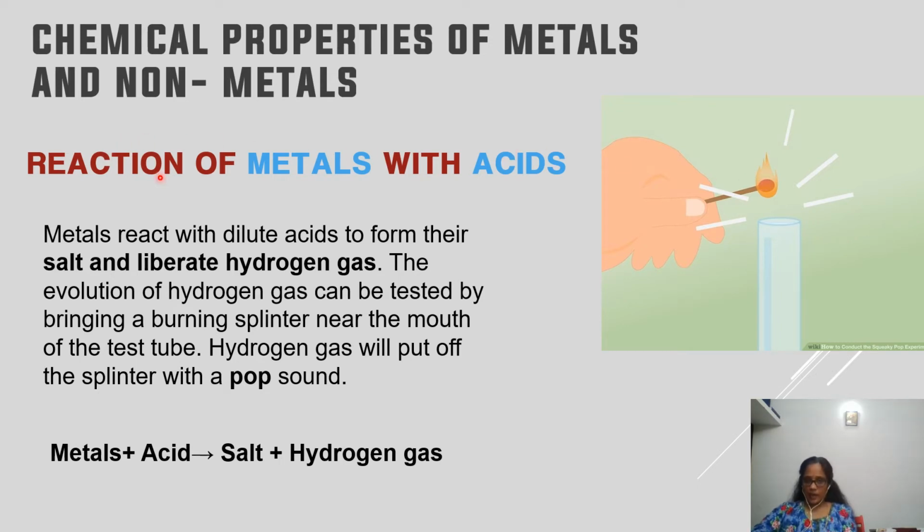So that is the reaction of metal with acid. But all metals do not react with acid, and all acids do not react with metals. Okay, don't go into that part now. Just understand this only: metal reacts with acid to form salt and hydrogen gas. And we will see some examples also.